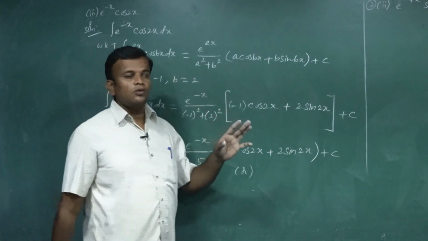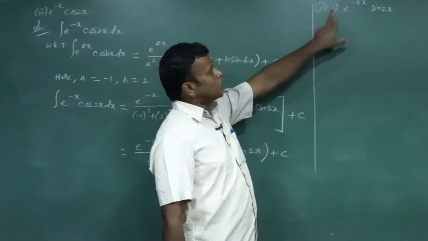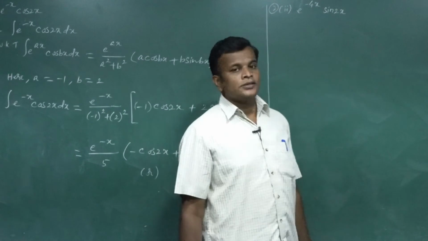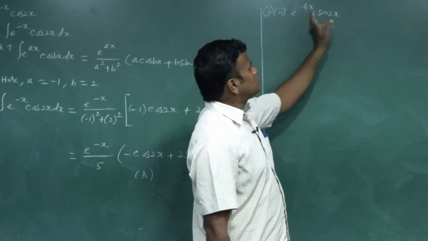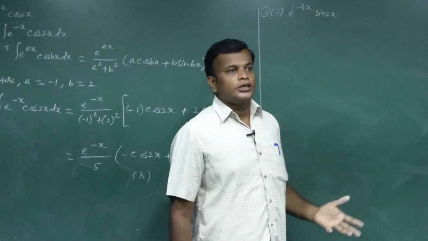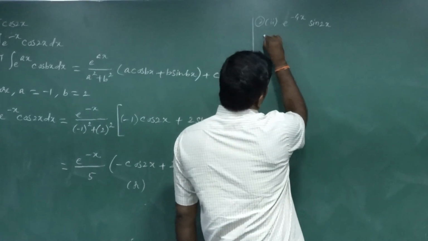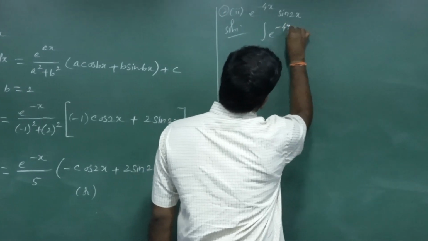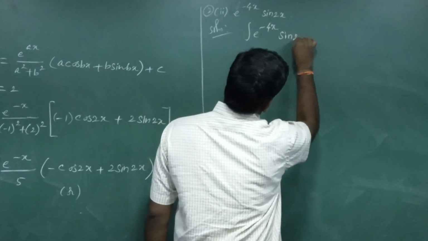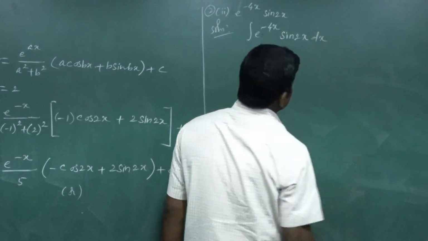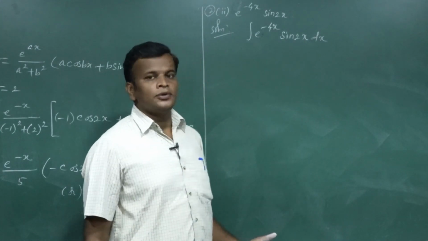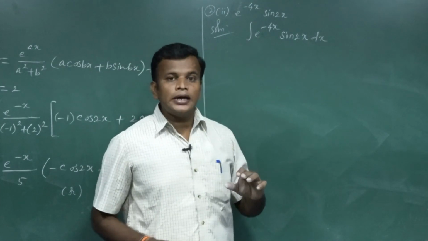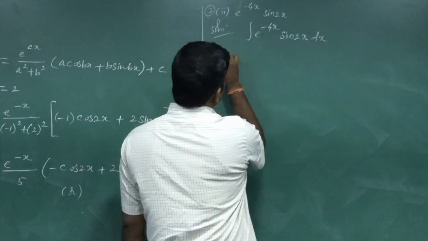Now in second we see one more sum. Into second subdivision, e power minus 4x into sin 2x. Now we solve this problem. E power minus 4x into sin 2x dx. Now it is of the form, in integration it is of the form e power ax into sin bx. So we write the formula first.